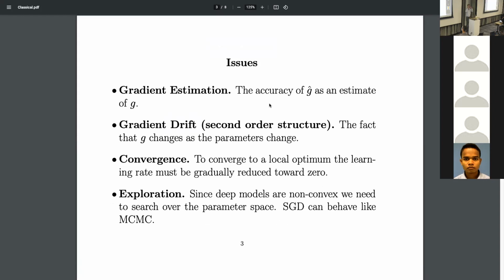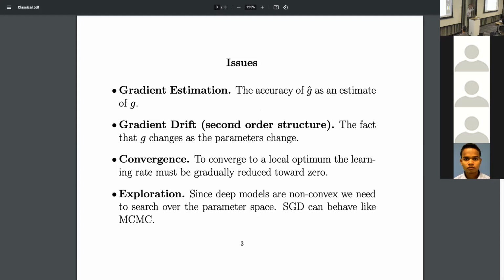So what are the issues? One is the gradient estimation. Because we're looking at a batch, a little subset of the data, this gradient estimate is not the true gradient. It's some noisy approximation, some average of a small set. A second issue is that as you're doing SGD, the parameters are changing, and as the parameters change, the direction of the gradient is changing. So I'm calling that gradient drift.